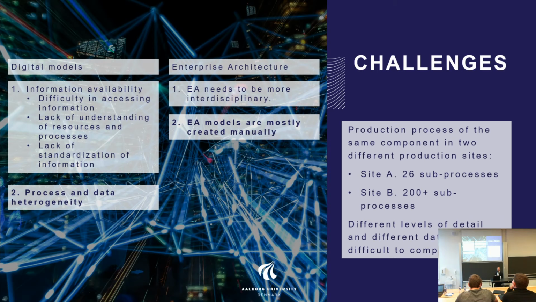And we tried to address this process and data heterogeneity and this problem of a very inefficient way of doing enterprise architecture models. And we did so in a company that explained and showed that the same component was produced in two different sites. In the ERP system, at one site, the production process was only 26 sub-processes. And at the other site, the production process was structured in a completely different way. It was way more detailed and had more than 200 sub-processes. And what is important is that they also showed that they do a lot of business intelligence, gathering a lot of data about the performance of their production process based on this level of detail. So in one case, they have very few measurements, only 26 for the 26 sub-processes, and in the other it is way more detailed.